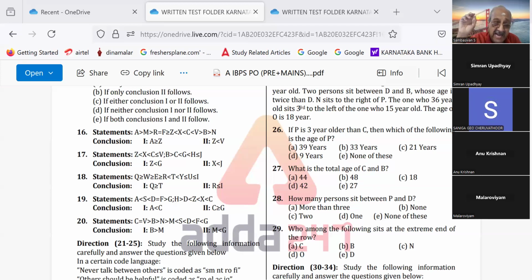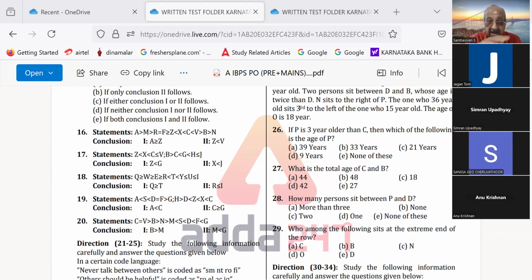Can anyone else answer me? What is the answer for 19? Can you answer? A. Correct. What is your name? Jagan, sir. Jagan is from Tamil Nadu? No, Kerala. Kerala, acha. What degree did you study? MSc Biotechnology. Acha, why did you choose biotechnology?